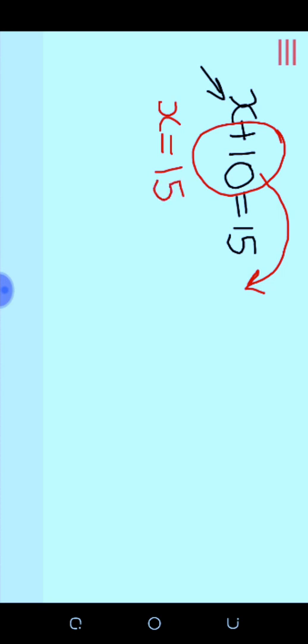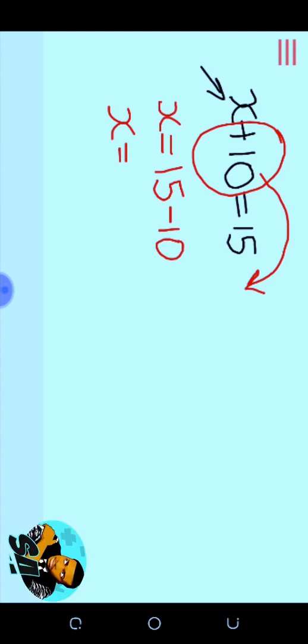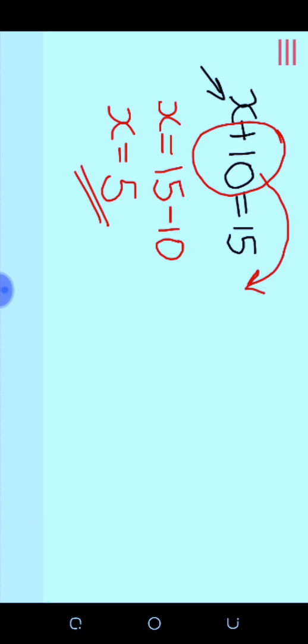Then when plus 10 travels, it becomes minus 10. Okay, now this is x equals 15 minus 10, which will give me 5. As simple as ABC. Okay, just follow the rules and you're there.